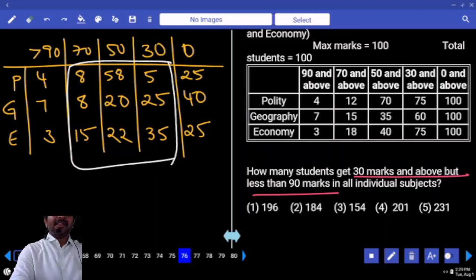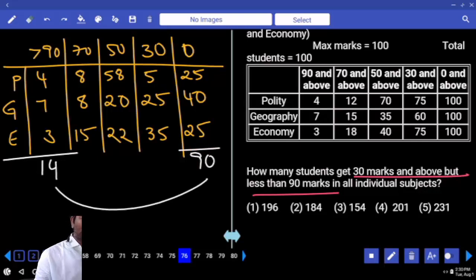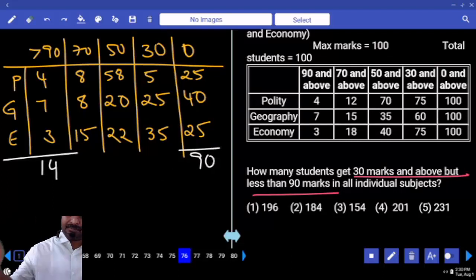Instead of adding all these values, what I would suggest is sum of all the numbers is 300 only. For each subject we have 100, 100, 100 people. Am I right? Now instead of adding these 9 numbers, sum of these 3 numbers is 14, sum of these numbers 90, sum of both the values 104. If 104 is subtracted from 300, you will get remaining numbers only.